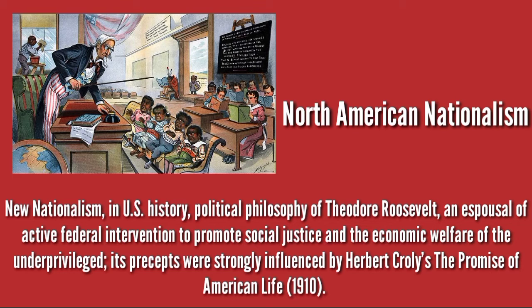So this is a political philosophy of Theodore Roosevelt, one of the presidents in the U.S. He was influenced by Herbert Croly's The Promise of American Life. So nationalism in U.S. is associated with the American life. So what is American life? This is a civilized, more prosperous life compared to other nations. So that's what they promise to American people, an American life, a modern life.